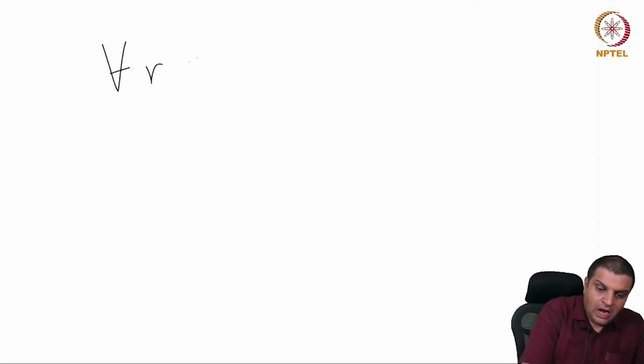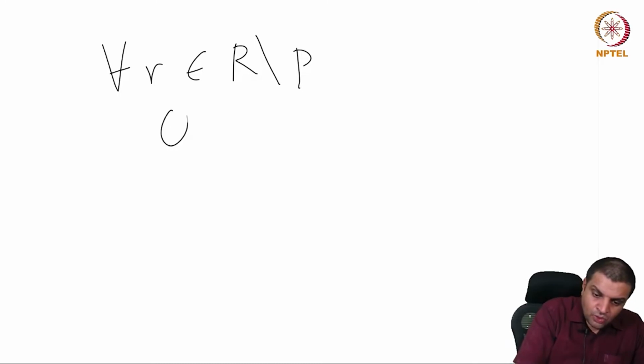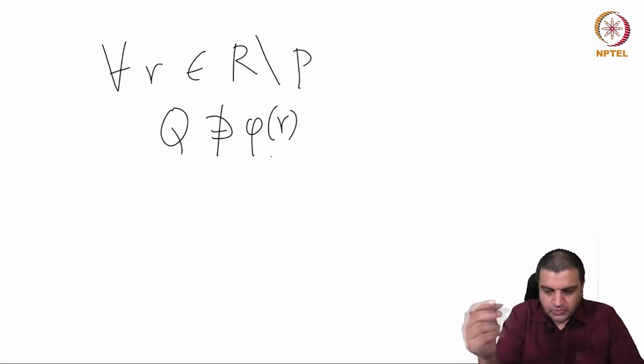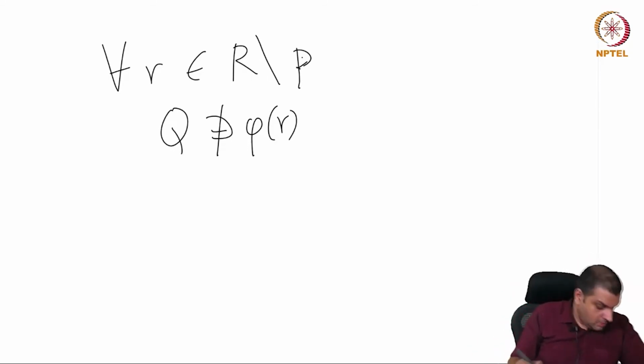Another observation is that for all r in R that are not in P, Q cannot contain phi of r. Remember, phi is a map from R to S. Because if Q contains phi of r, then Q intersect R will contain this little r, but that's not inside P. So Q cannot contain this. This is true for all r.